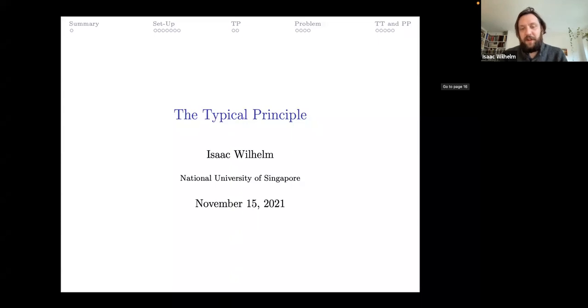So I'm going to be talking about typicality, and in particular, a principle that links facts about what's typical to facts about what's rational to believe. So this is a rationality principle that runs from typicality facts to what you should and should not think about various things. I call it the typicality principle.